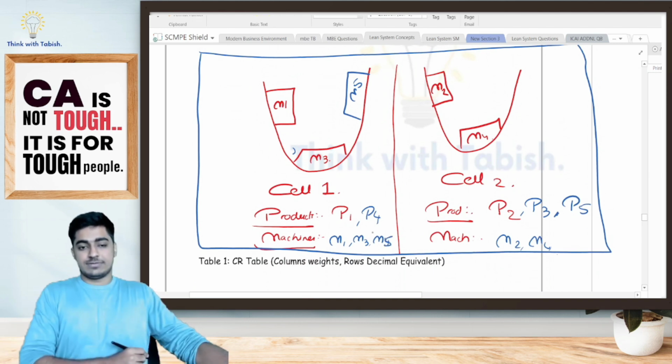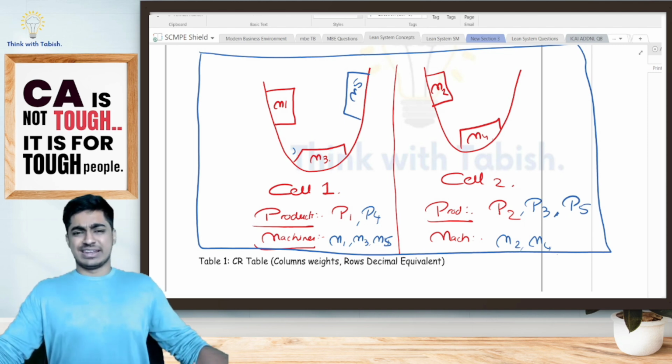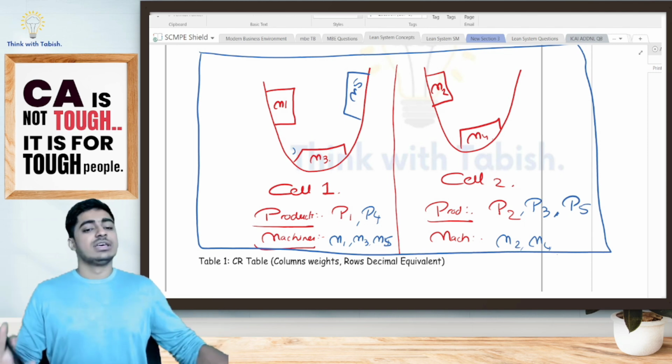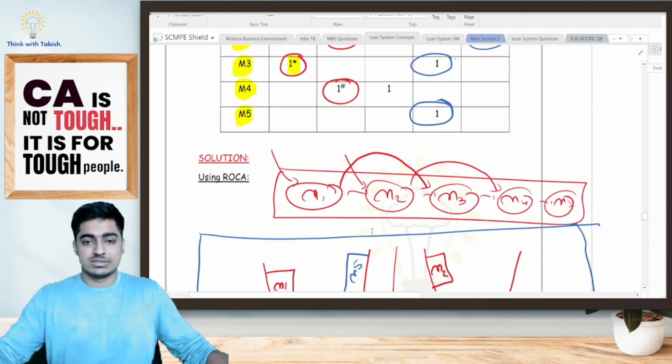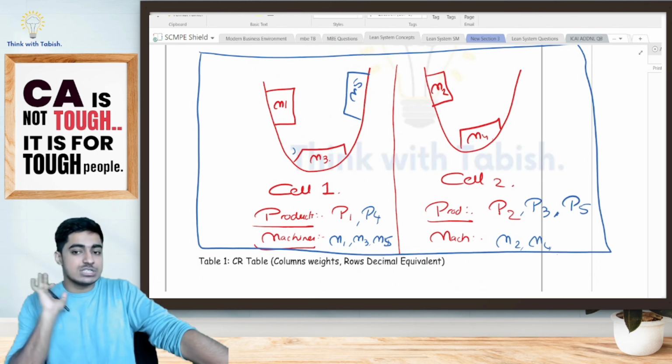This is machine 5, yes or no? Yes, it was a small clerical error while writing. Now it has cleared. Okay. So, till here, any doubts, students? Any doubts in this one?